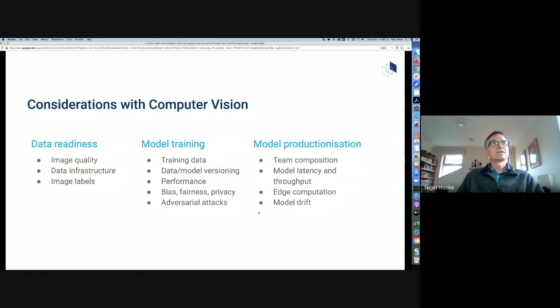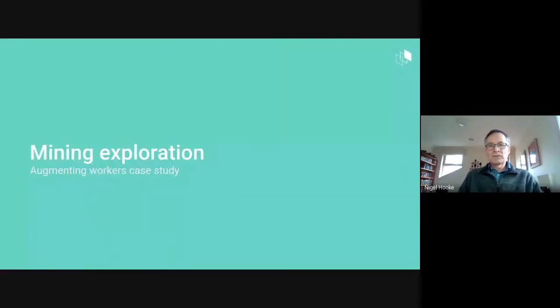Next image, please. So now we're going to talk through a couple of case studies. The first one I'll present is in mining, and specifically we'll be looking at what's called drill core analysis.